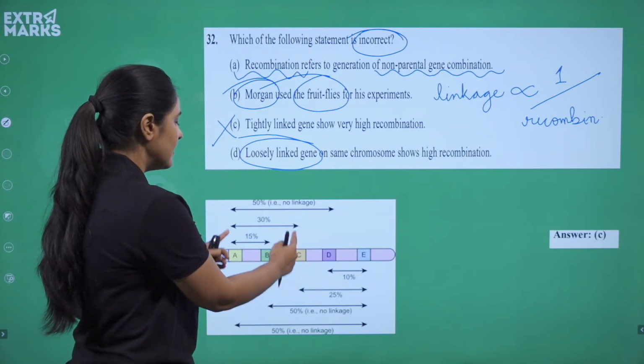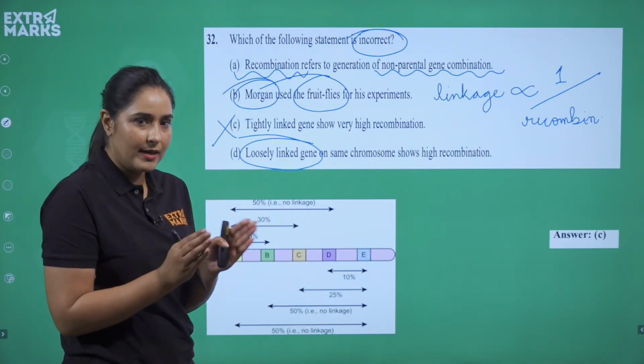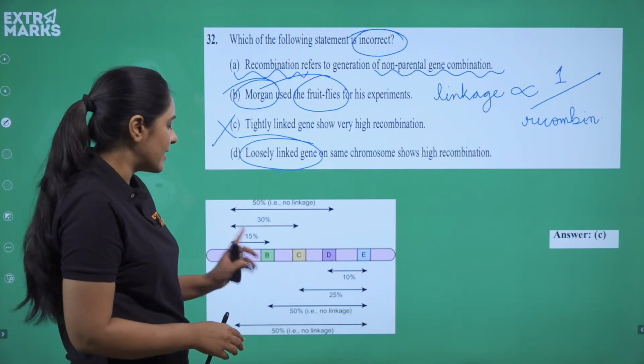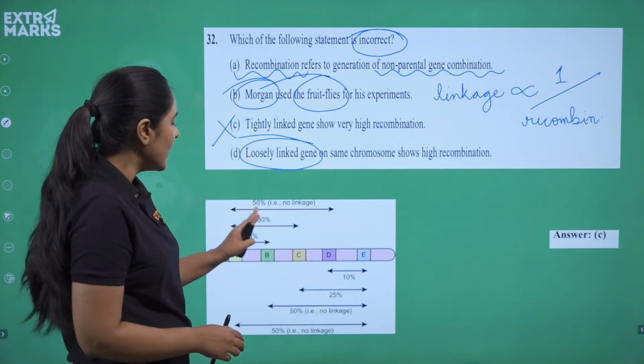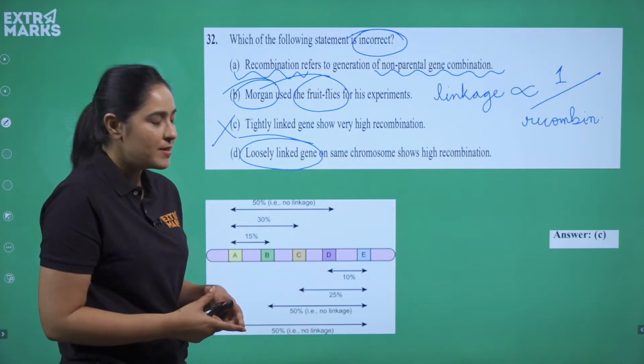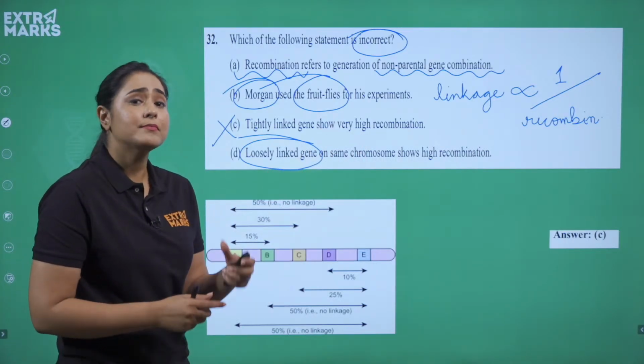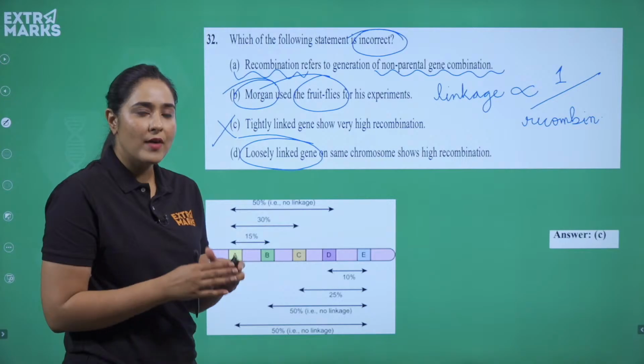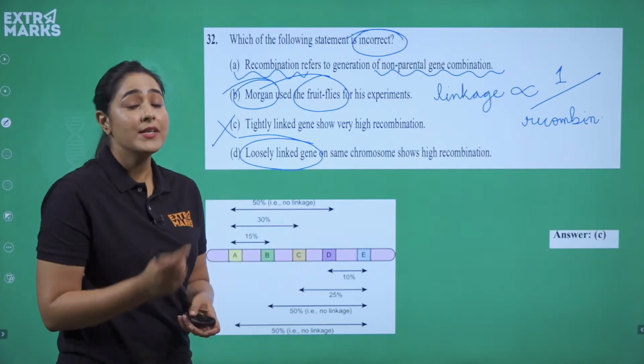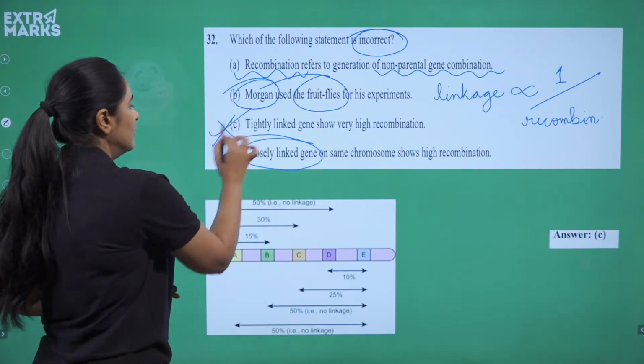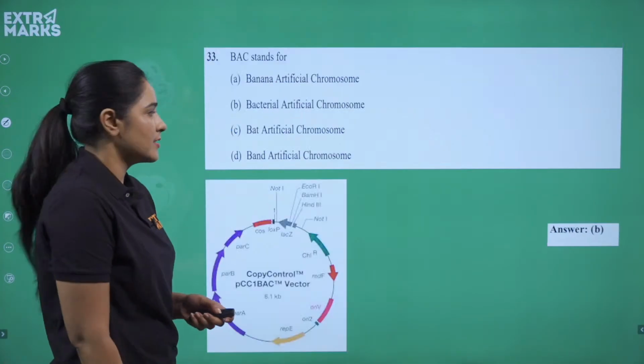A and C are also a little bit apart in comparison to A and B. So they have high chances of recombination. So we can say that the farther the genes are, the higher their chances of recombination. So here option C is incorrect.